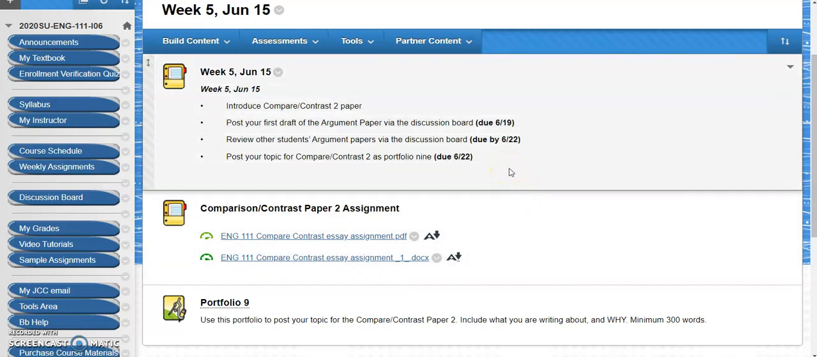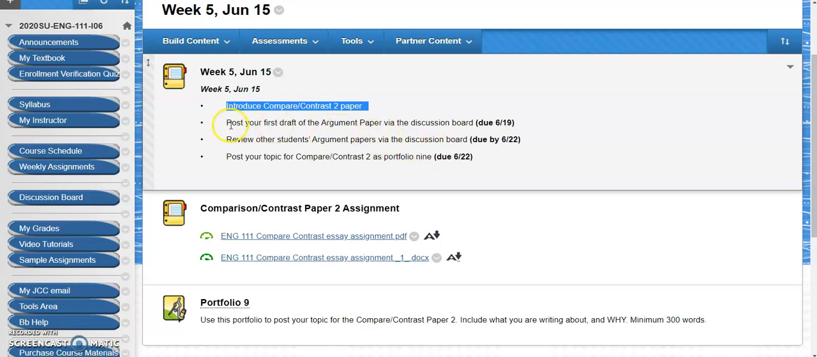Alright, so last week we introduced the argument paper, because who doesn't want to write one of those? Fun times. So this week we're going to introduce the final paper that we're going to be writing, which is Compare Contrast 2, which is kind of a combination of the Compare Contrast 1 paper that you wrote and an argument paper, and we'll talk about that in just a second.